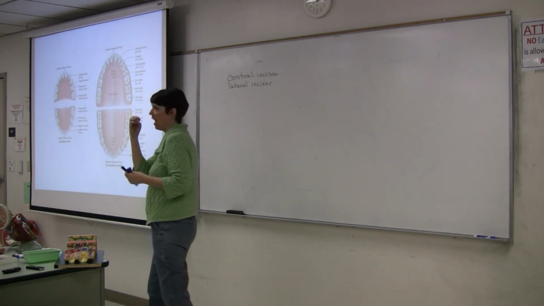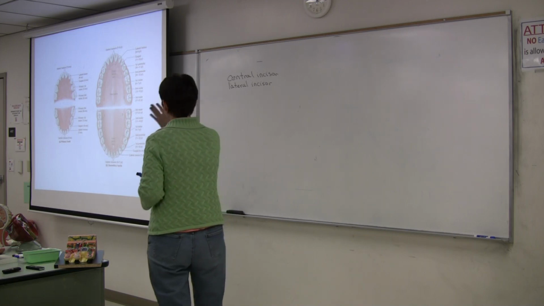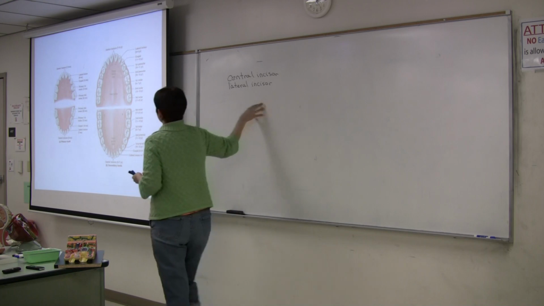So you can put a lot of pressure on that small surface area, and that contributes to it splitting like that. So we have the central incisor, the lateral incisor.